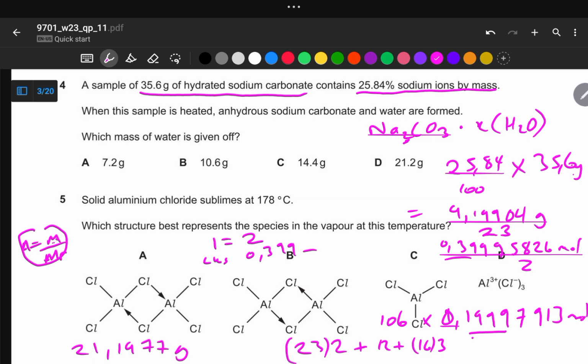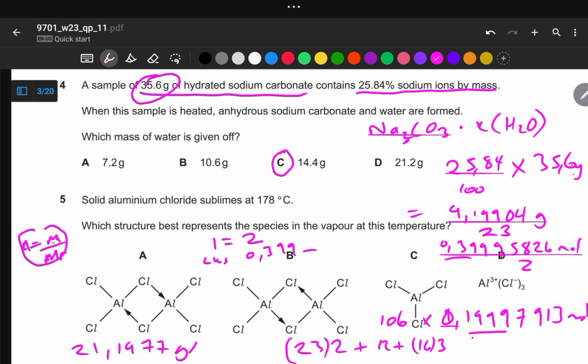So we subtract the mass of sodium carbonate from the mass of the hydrated sample to find the mass of water. So we're going to say 35.6 minus this mass, and we're going to have 14.4 grams. So our answer is equal to C.